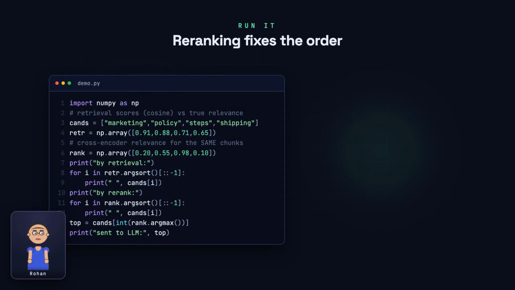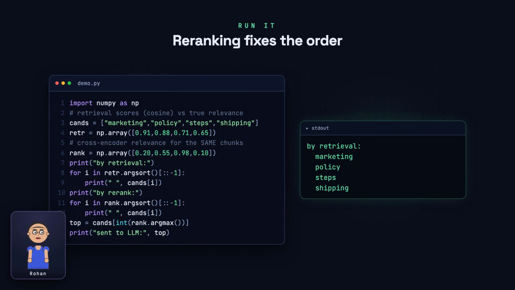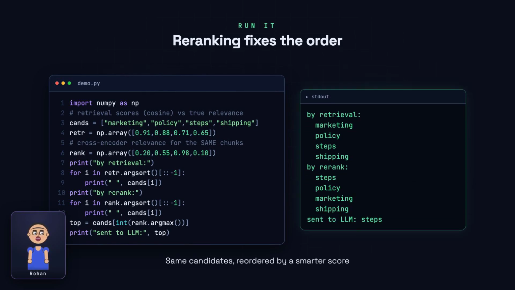Let's make it concrete. Same 4 candidates, 2 score arrays. Retrieval ranks the marketing blurb first, because it's lexically close. But the cross-encoder scores the steps chunk highest, because it actually reads the pair. Sort by rerank, and the chunk you send to the LLM flips to the right one.